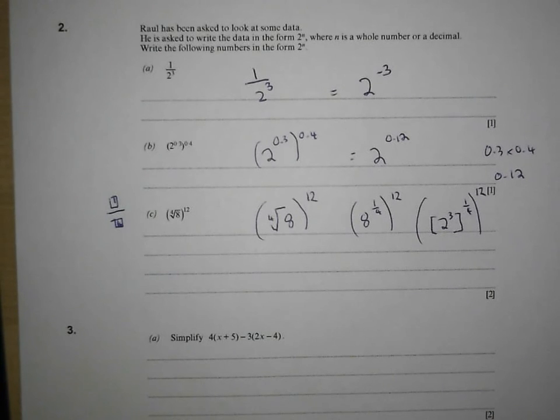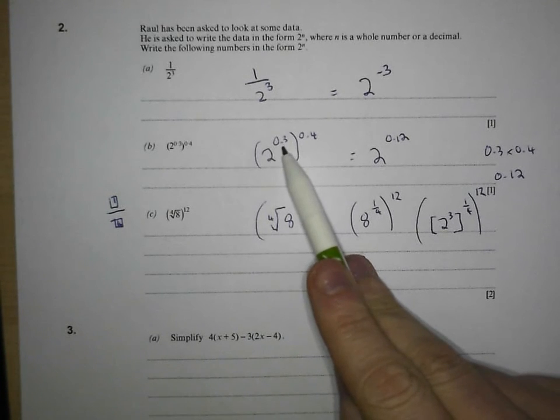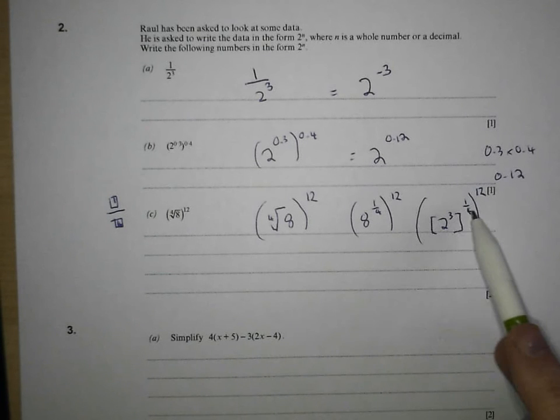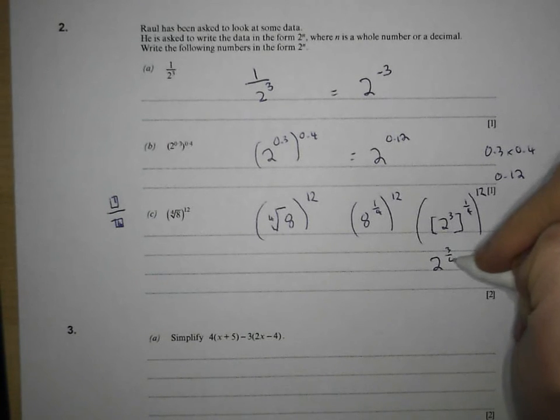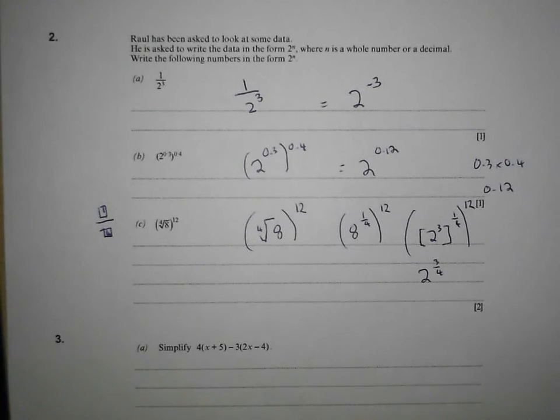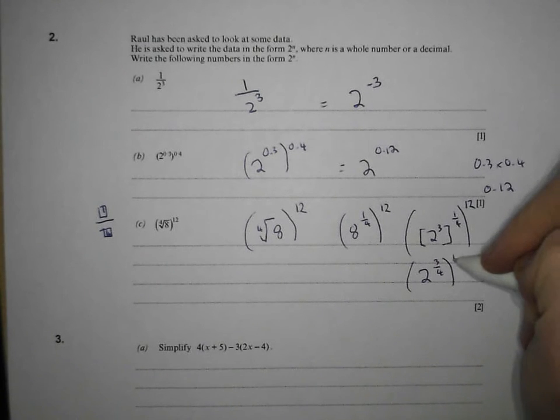Right. So I've got 2 to the power of 3 to the power of a quarter. Well, that is the same rule as I had here. When I've got a power raised to another power, I multiply them together. So 2 to the power of 3 to the power of a quarter is just 2 to the power of 3 quarters. Multiply my quarter by 3 wholes. And that's all to the power of 12.